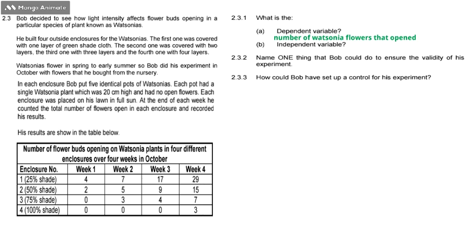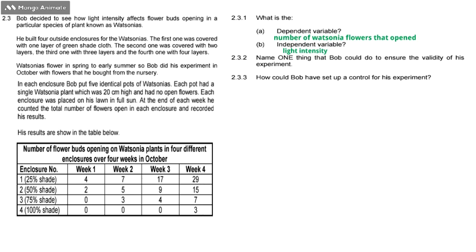Question 2.3.1 B is as follows: What is the independent variable? The independent variable is light intensity. Light intensity is the independent variable.